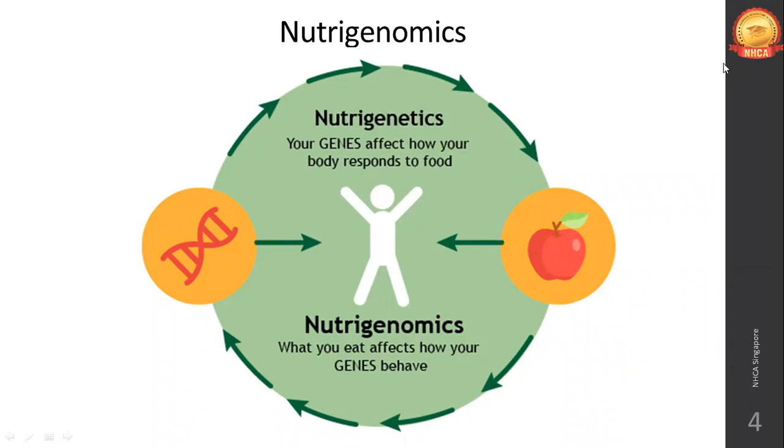Definitely all 45 of you will not digest or metabolize this glass of cow's milk the same way, because every single one of you has a different genome, a different genetic structure. How your genetic structure is going to metabolize a glass of cow's milk is going to be different. So that is nutrigenetics. Now coming to nutrigenomics: what you eat affects how your genes behave.